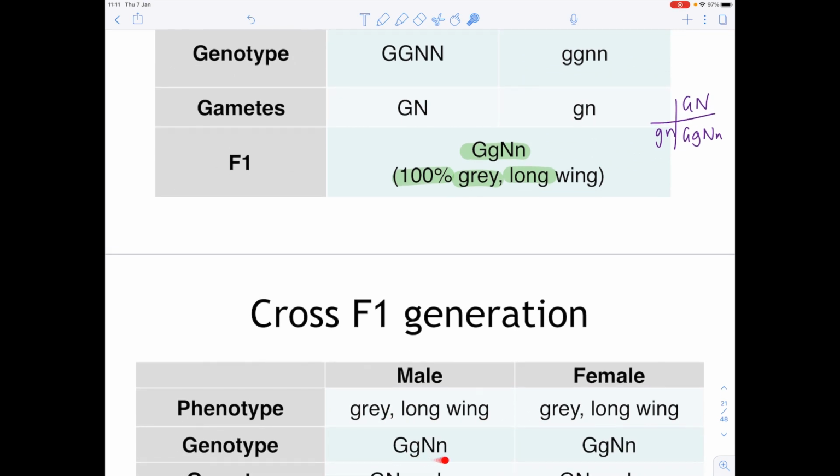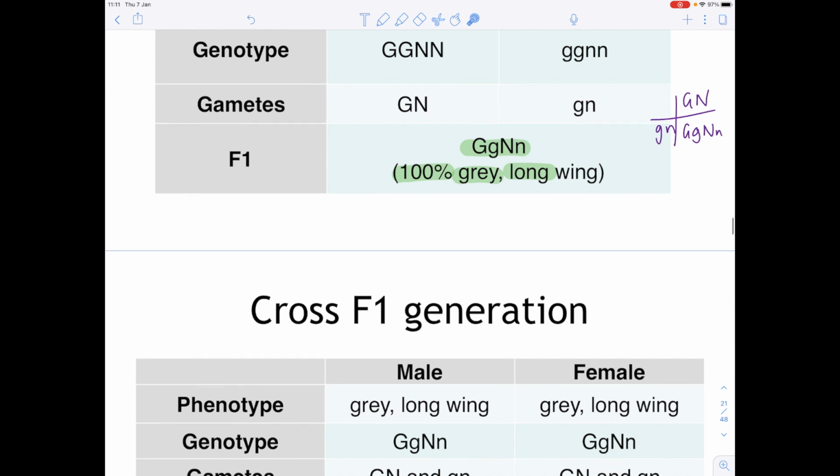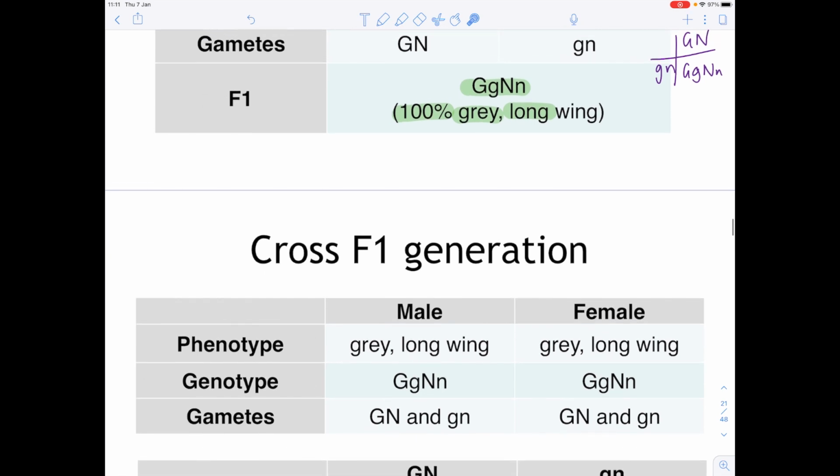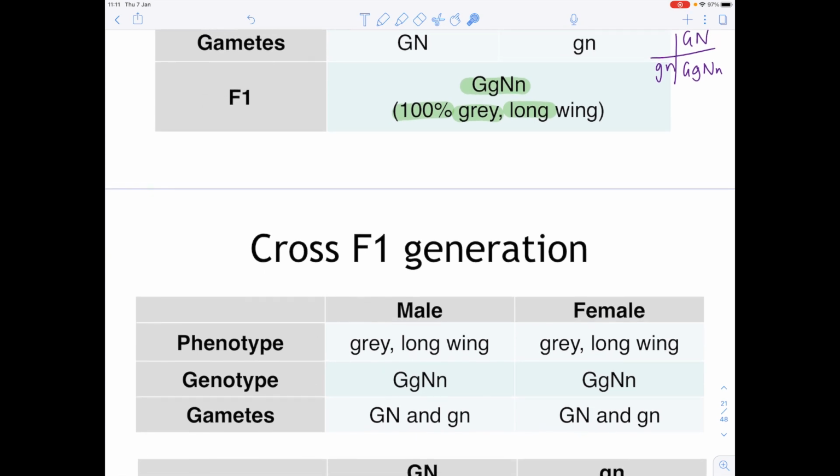So we're going to have two parents with the same phenotype, grey long wing. As we know, the genotype for both will be capital G, lowercase g, uppercase N, lowercase n. And this is the crucial difference between when we did the dihybrid cross versus now looking at autosomal linkage. Look, we only have two combinations of potential gametes as opposed to the four that we saw in the dihybrid cross. And why is that? Well, it's because of autosomal linkage, and it's because those genes are found on the same chromosome. So it means that there's only two gametes.